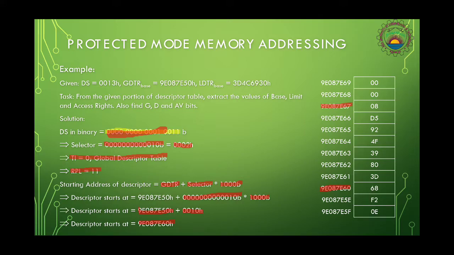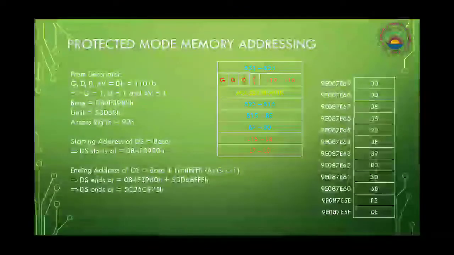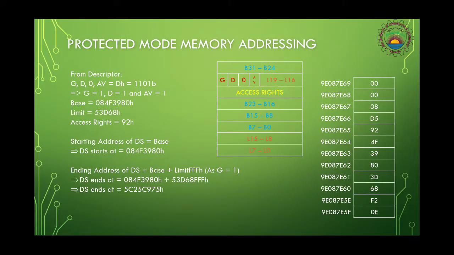So our descriptor starts from 9E087E60 and ends at 9E087E67. As we have located, our descriptor is from this address to this address. That is the boundary for our descriptor.